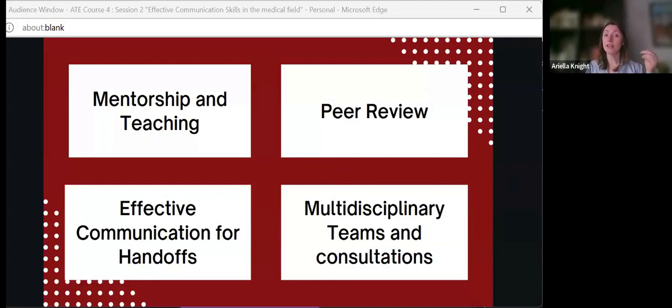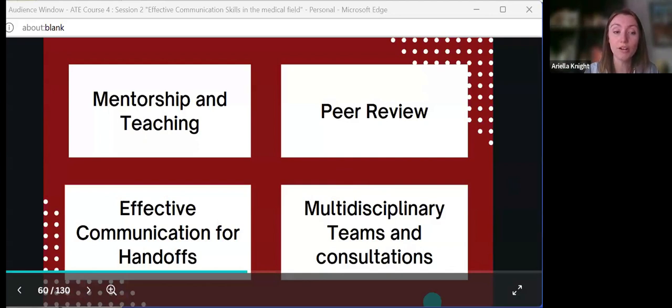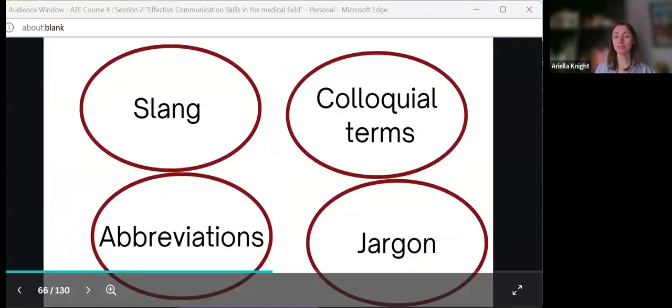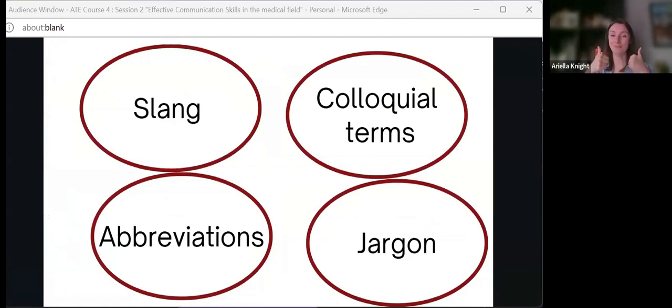This was what I was just talking about. These are the 4 areas: mentorship and teaching, peer review, communication for handoffs, and multidisciplinary teams and consultants. So what are some key elements we need to master for this type of communication? You should now see a slide with 4 circles on it. Do you see this? Yes, good. Okay, so in order to effectively communicate with other doctors, in English, of course, we're going to touch on 4 different communication techniques or tools at your disposal for good communication.